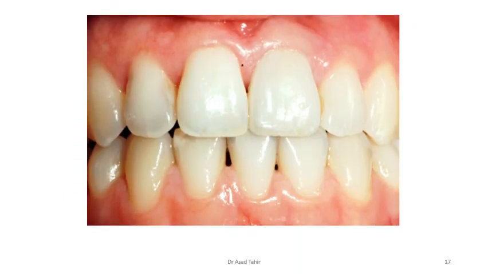One-year recall photograph after orthodontic extrusion, osseous surgery, and placement of a new restoration.